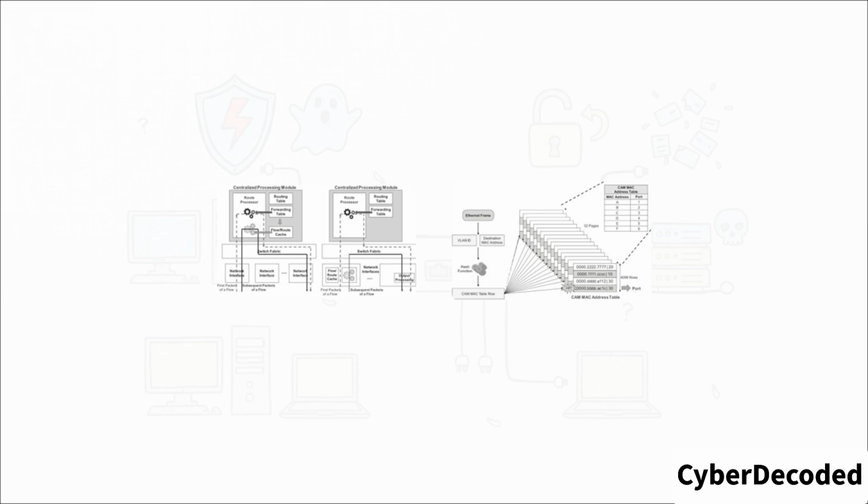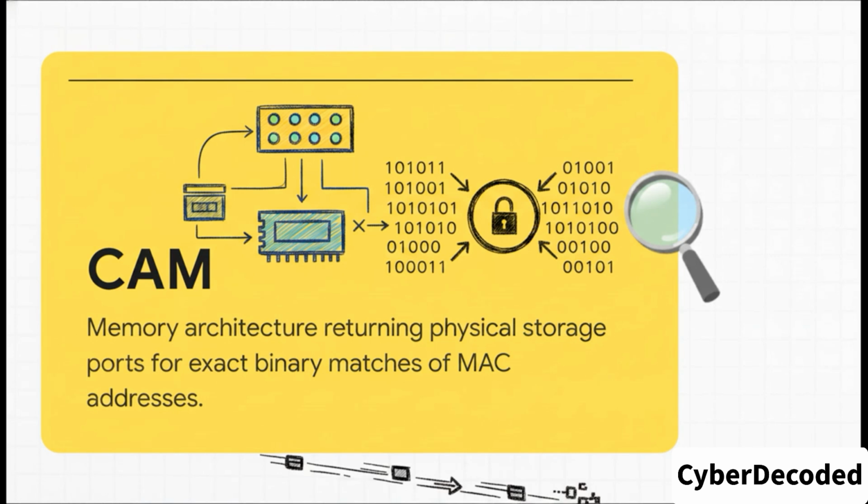Decoupling the control plane, which runs the protocols, from the data plane, which actually pushes the packets, is the exact secret sauce that allows enterprise switches to crush millions of frames per second. And that highly optimized memory? It's called CAM, or Content Addressable Memory.